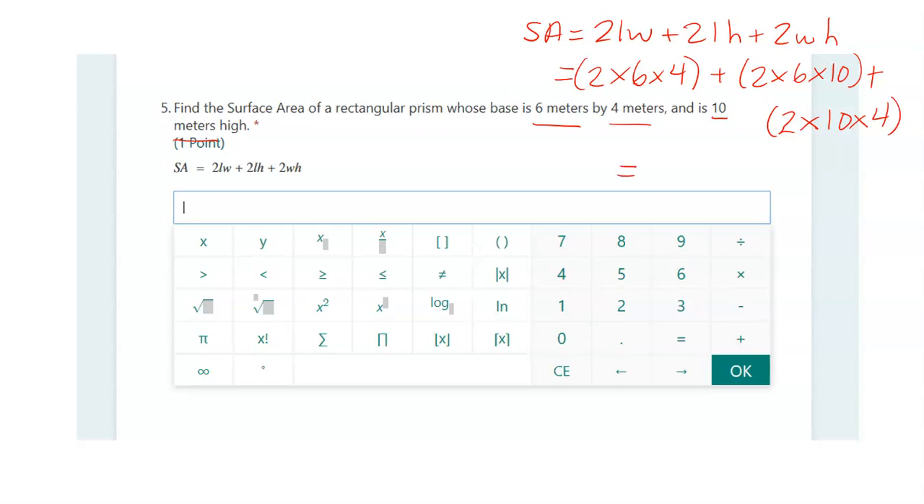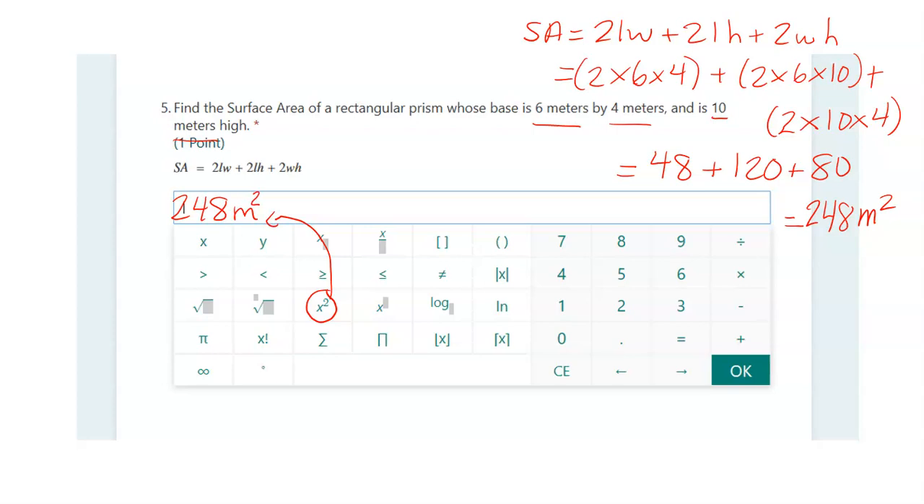You would get 248. Your answer would be 248 meters squared. And again, you'd write 248m and choose this squared button here to get the squared answers.